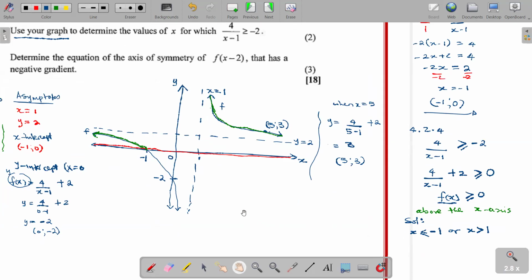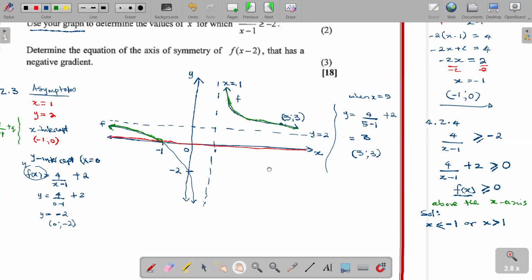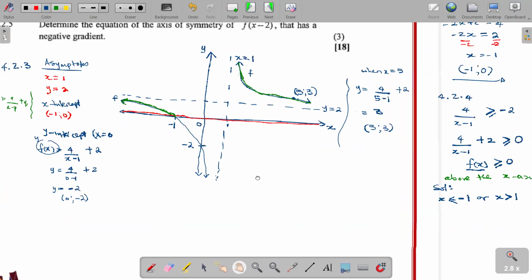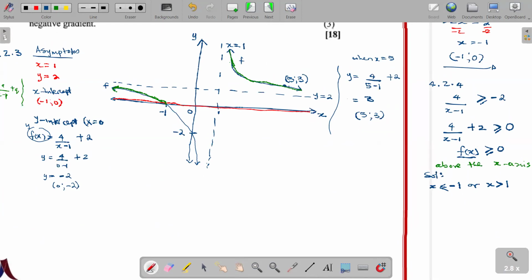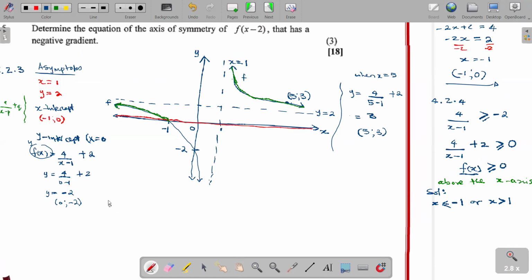Then let's go to the last part of the question. The last part of the question was saying determine, that was question 4.2.5. It was saying determine the equation of the axis of symmetry of f(x minus 2) that has a negative gradient.